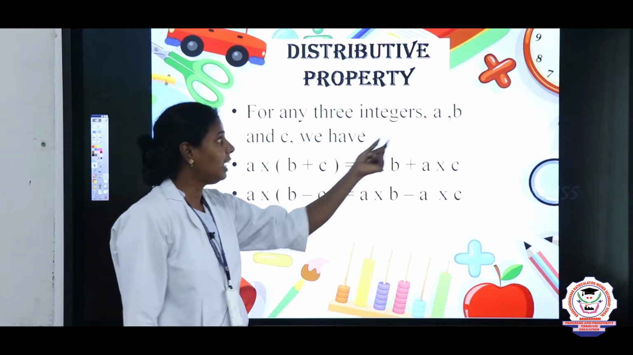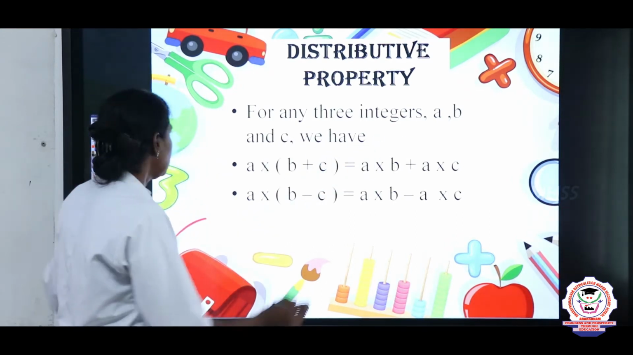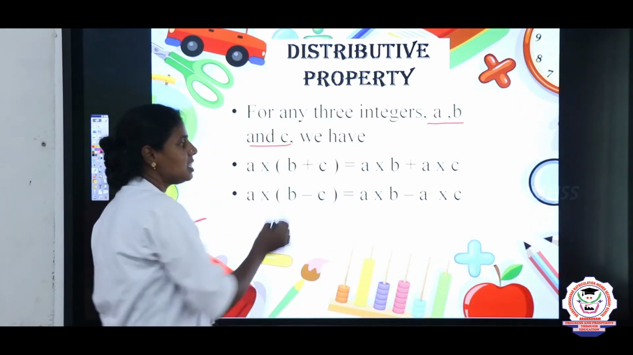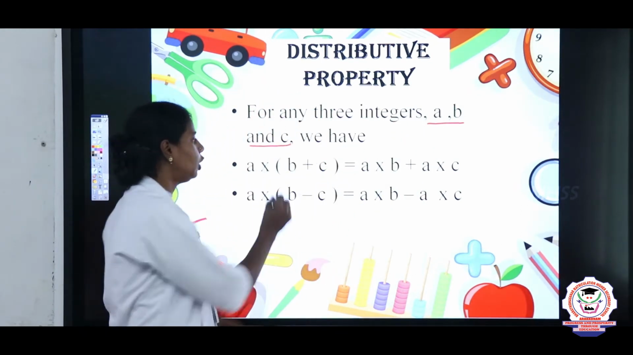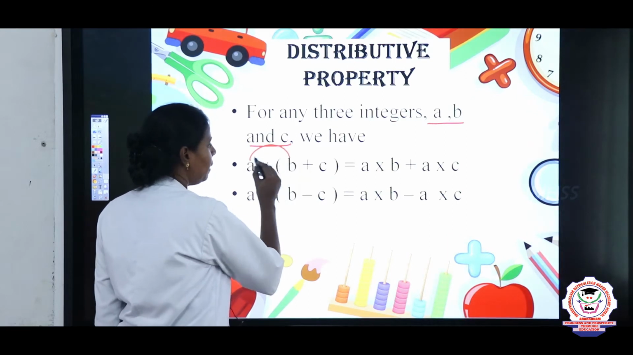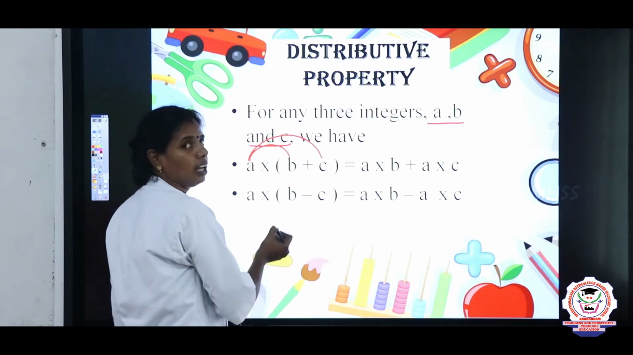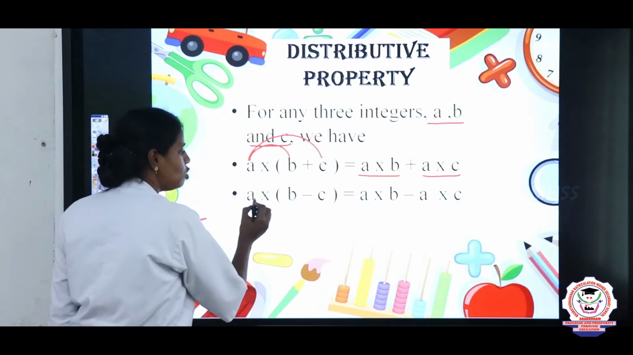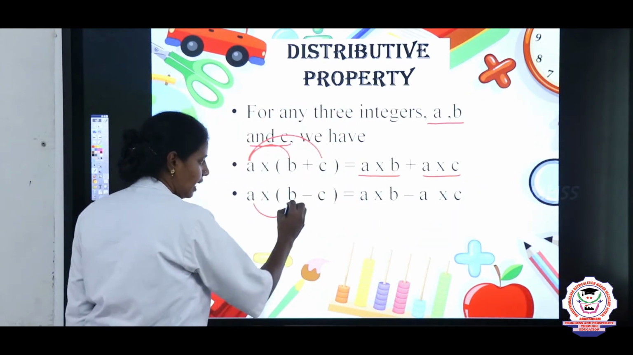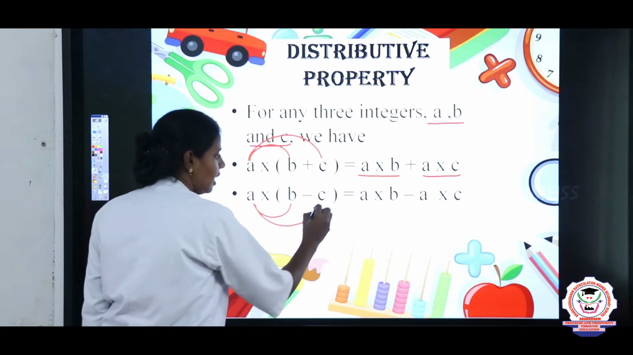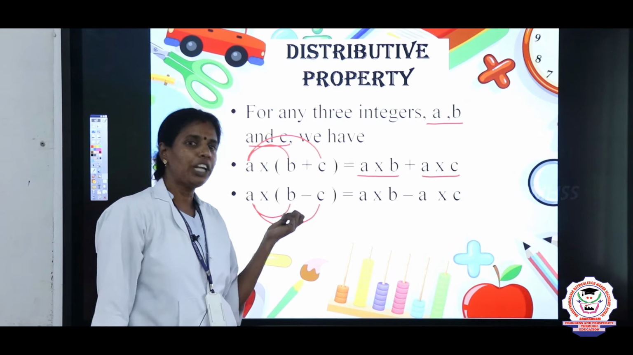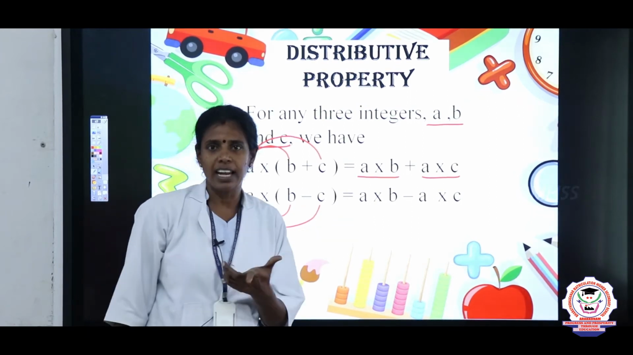For any 3 integers a, b, c, the distributive property is a into b plus c equals a into b plus a into c. For subtraction also, a into b minus c is a into b minus a into c is the property. So we are going to see the distributive property of multiplication over subtraction with an example.